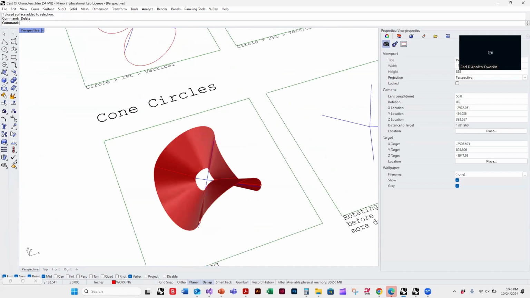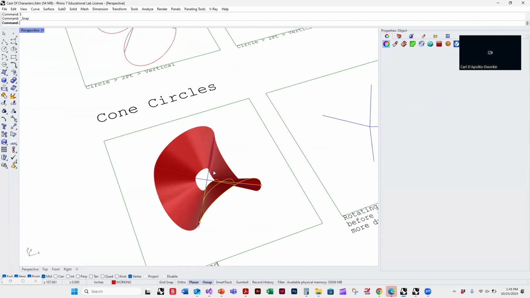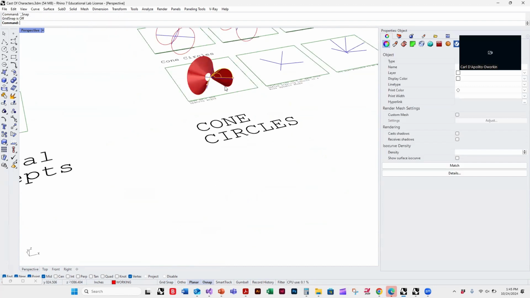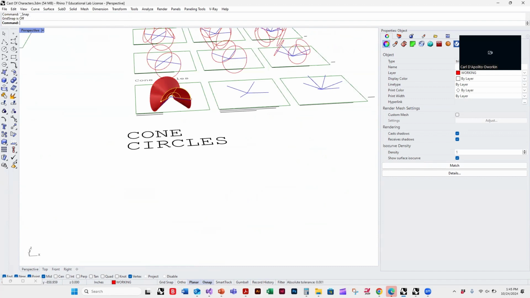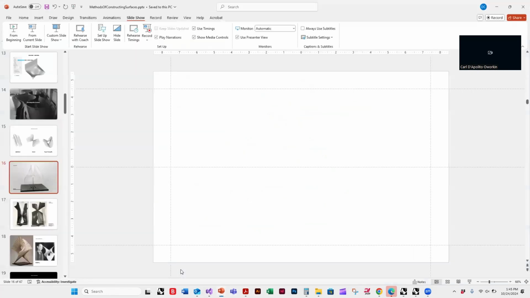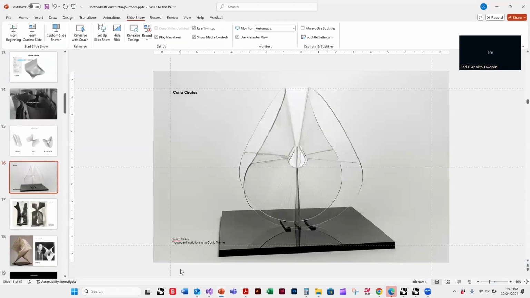And that object is the same as this object. Okay. So I think the cone circles are closed developable surfaces.